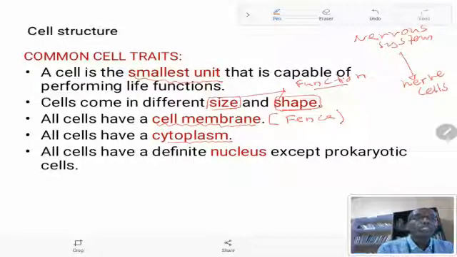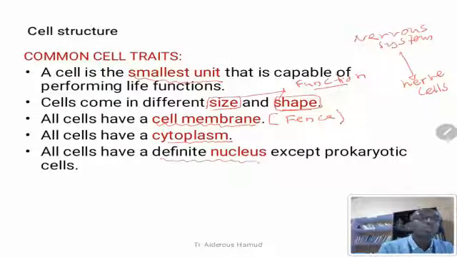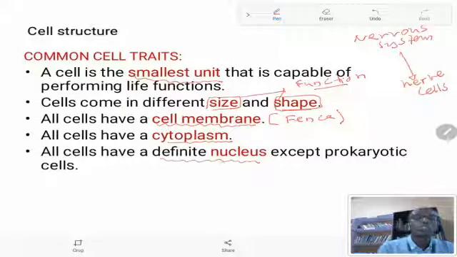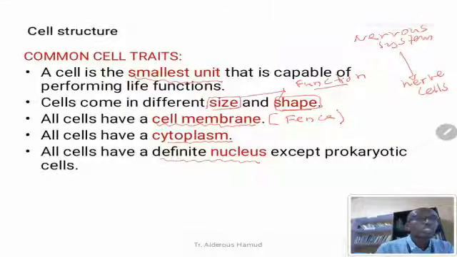All cells have a definite nucleus. A definite nucleus means a functional nucleus, except prokaryotic cells. So the nucleus is where the activities of the cell are controlled. It controls all the activities that take place in the cell.